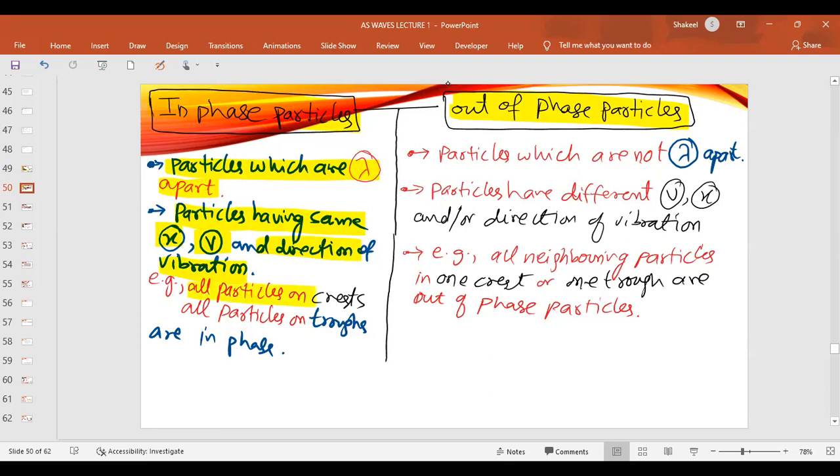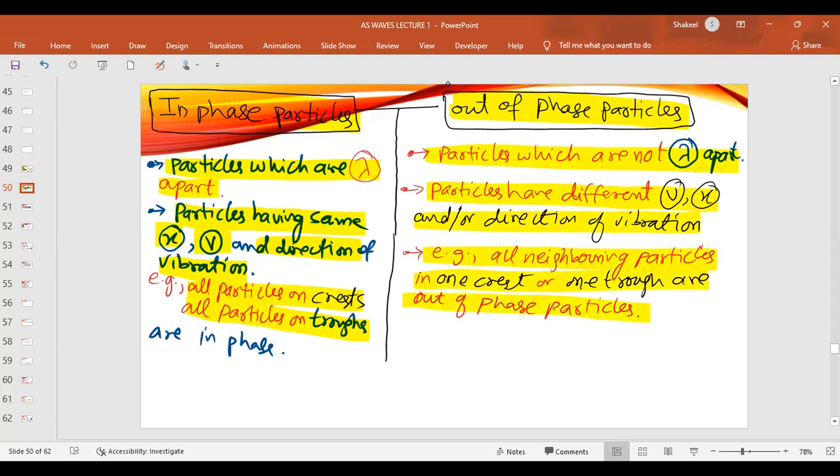For example, all the particles on the crests of the wave are in phase, and all the particles on the troughs of the same waveform are in phase. Out-of-phase particles are those which are not lambda apart, and they don't have the same speed, displacement, or direction of vibration. All neighboring particles in one crest or in one trough are out-of-phase particles.